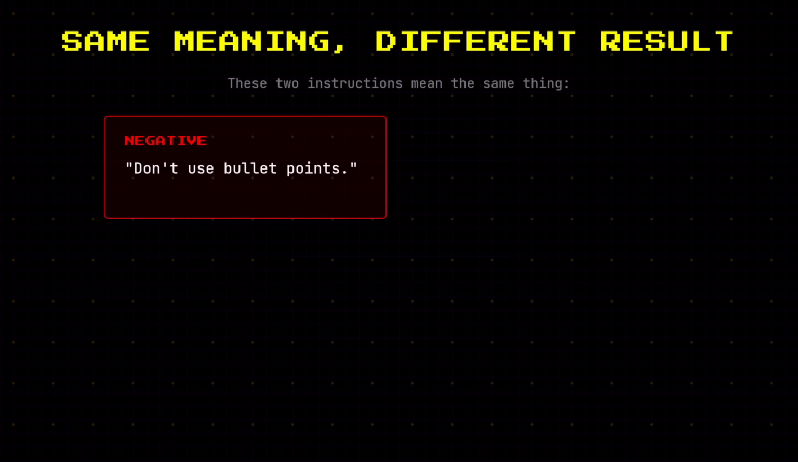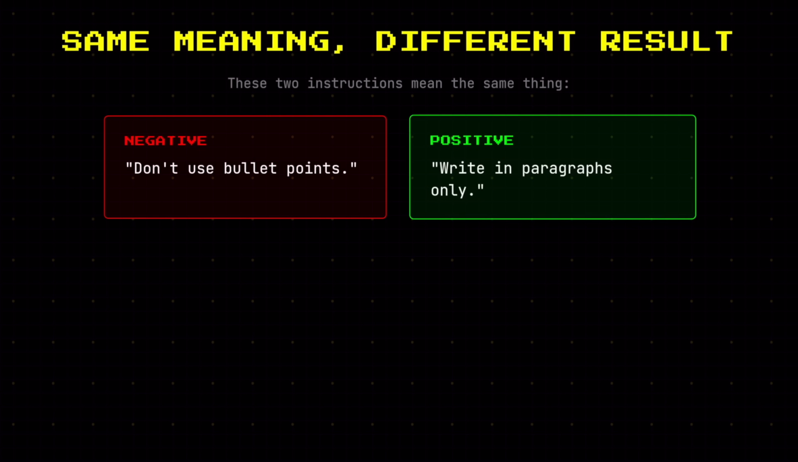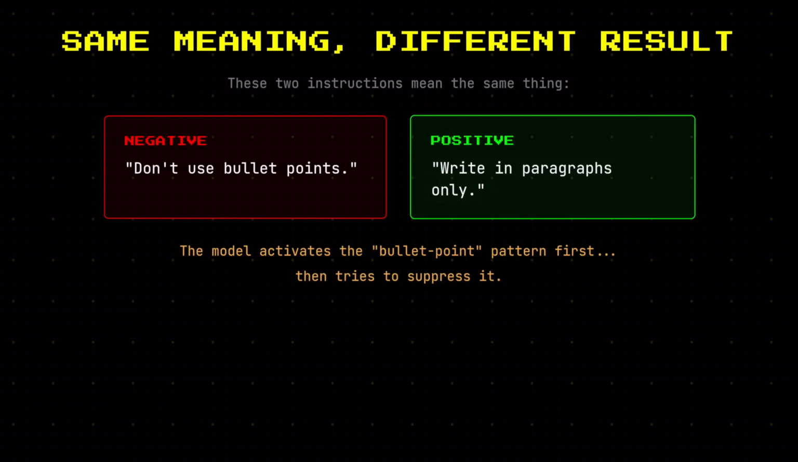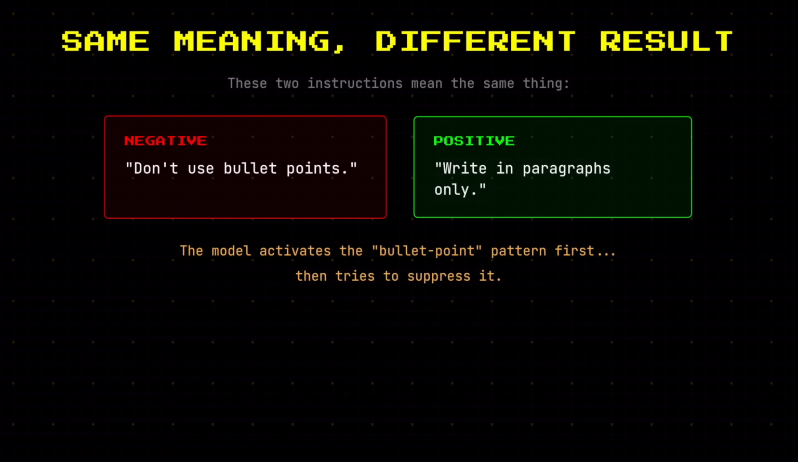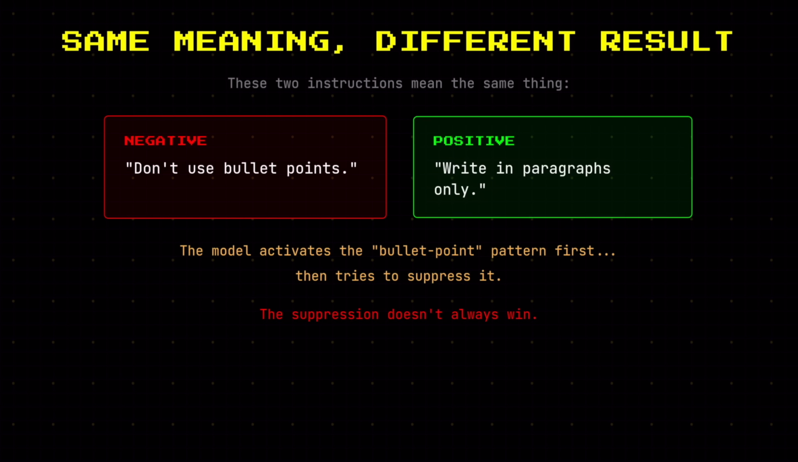Don't use bullet points. Write in paragraphs only. Same meaning, but the second one works better, measurably, consistently better. Why? When the model reads, "Don't use bullet points," it first activates the bullet point pattern, because that's the strongest signal word in the sentence, and then tries to suppress it. The suppression doesn't always win. You told it not to, but you also put the idea there.